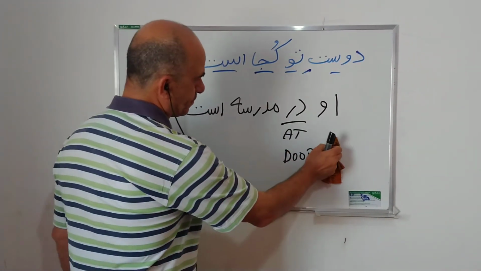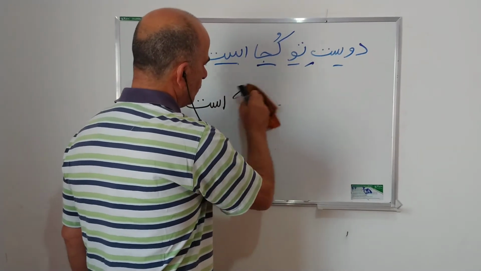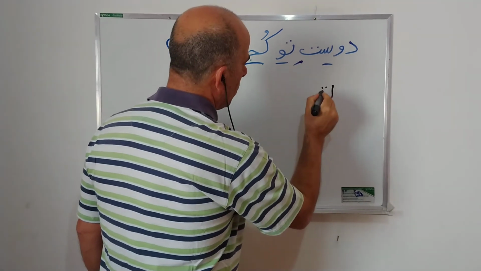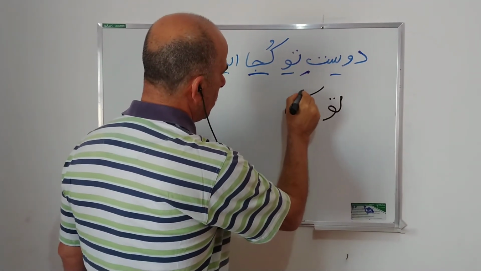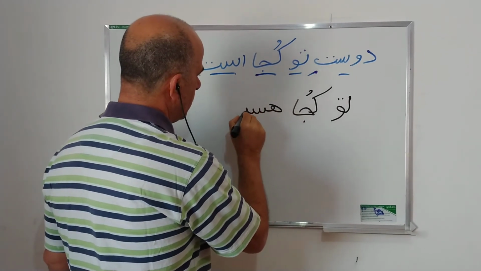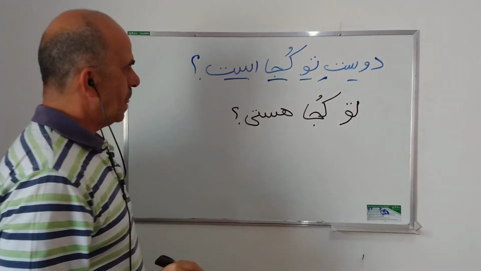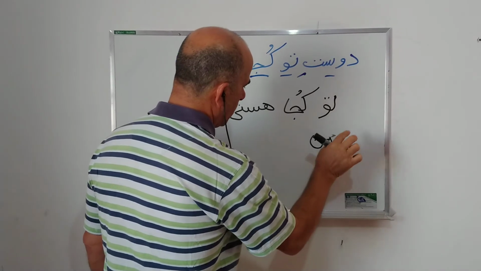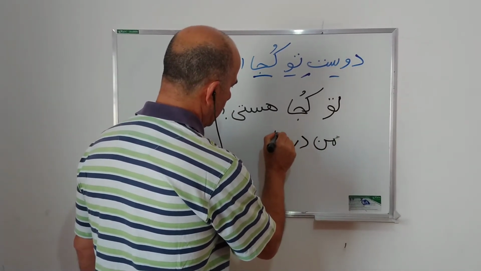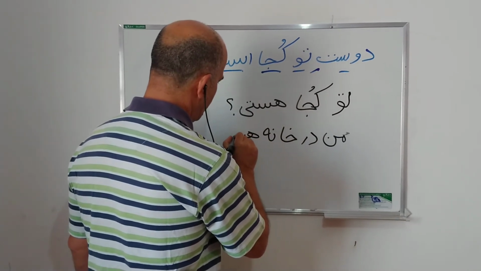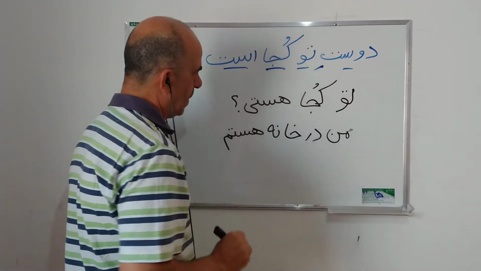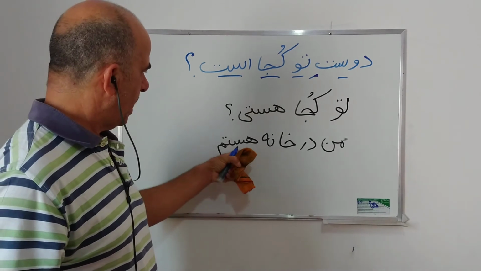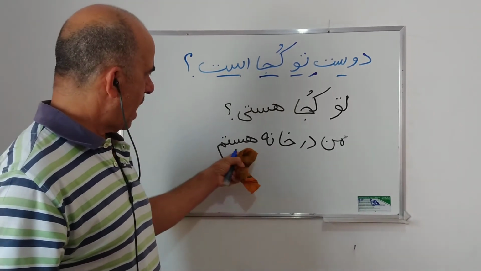دوست تو کجا است؟ تو کجا هستی؟ Where are you? من در خانه هستم. I am at home. من در خانه هستم. I am at home.